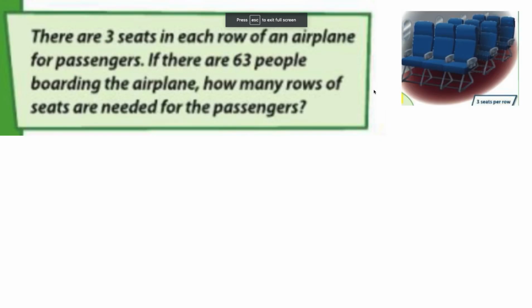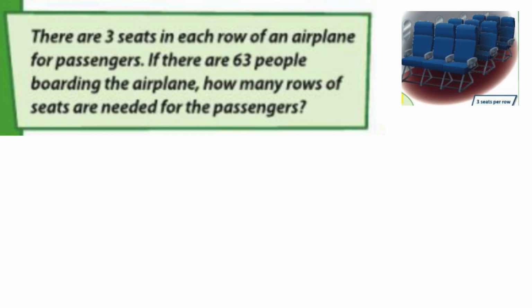Okay, here is another example that you can do. Sorry for the blurry wording, I just copied and pasted and it happened. But we can read it. There are 3 seats in each row of an airplane for passengers. If there are 63 people boarding the airplane, so the total number is 63 people. And there are 3 seats in each row. Okay, it's a very small plane, I think. How many rows of seats are needed for the passengers?